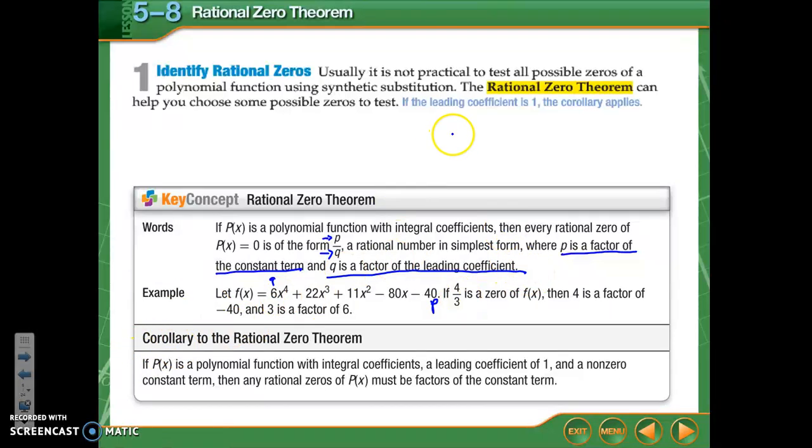And then we have this corollary, and if you'll notice up here, the corollary applies only if the leading coefficient is 1. The corollary says if p of x is a polynomial function with integral or integer coefficients and a leading coefficient of 1 and a non-zero constant term, then any rational zeros of p of x must be factors of the constant term. This makes sense because it's still p over q, but in this case q, which is the leading coefficient, is 1. So any fraction over 1 is just going to be the same as p. So you would just have to find the factors of the constant term in that case.